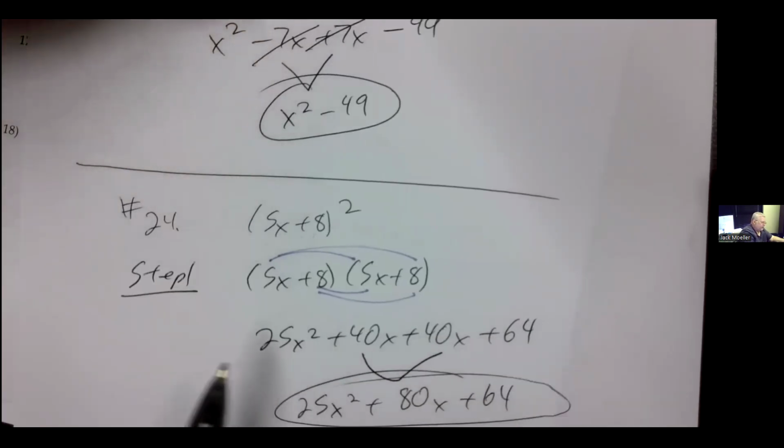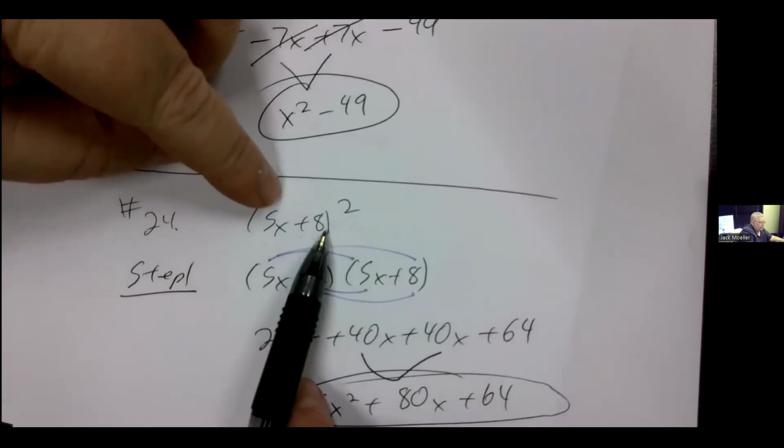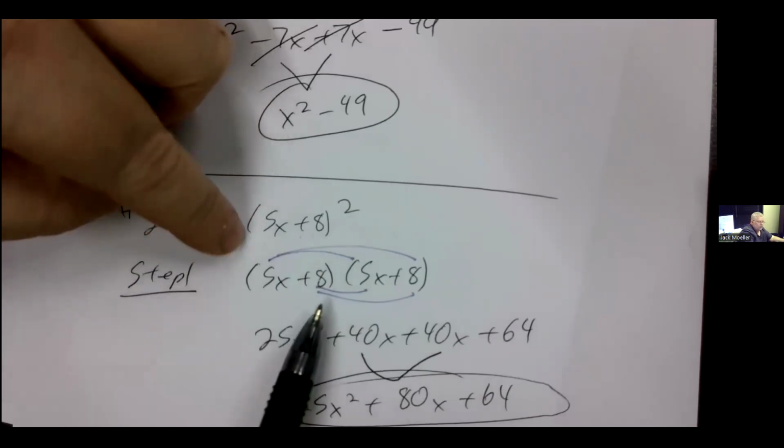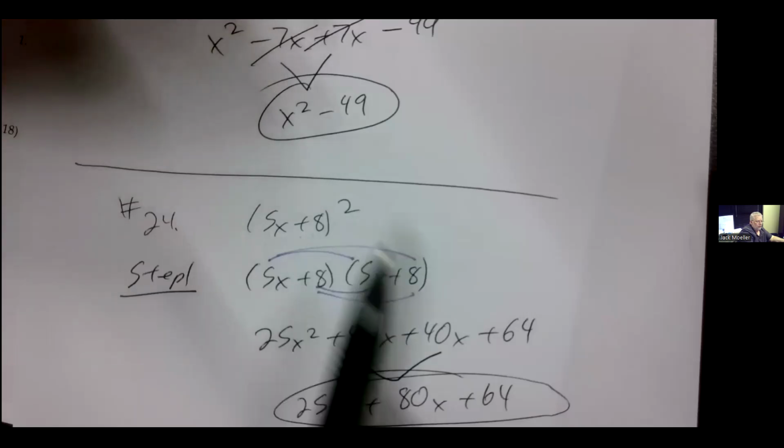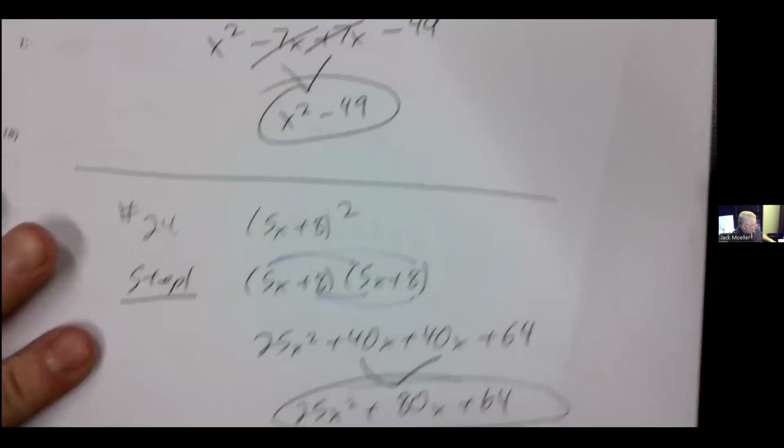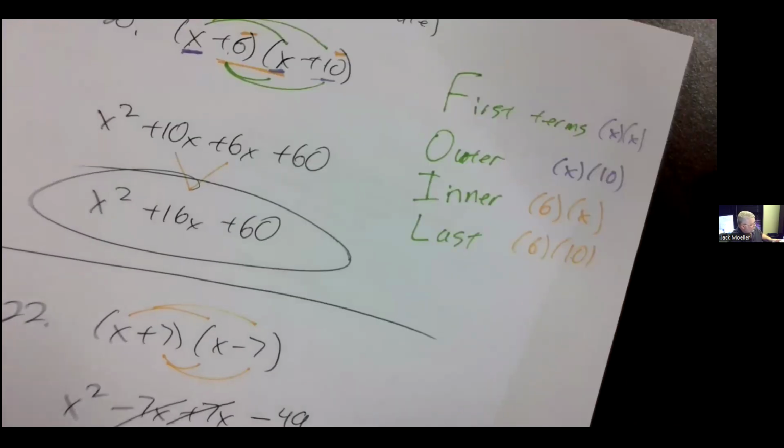But watch out for this, because if you have a binomial or trinomial squared, the first thing you have to do to multiply it is write it out twice. Or if that was cubed, you'd have to write it out 3 times. We're not going to get that messy, but theoretically we can do it.